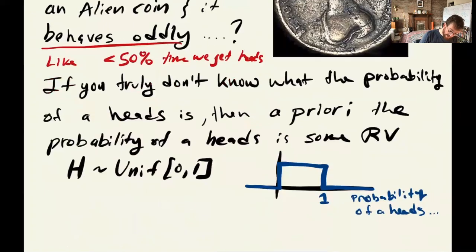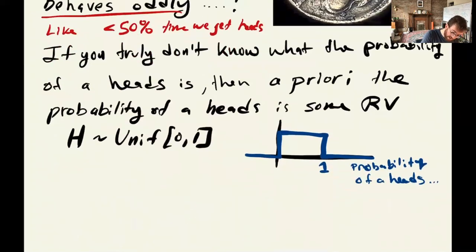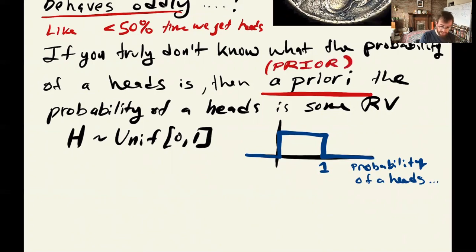So again, the picture is that at this point you need to throw away any of your preconceived notions. And this is what I mean when I say a priori, which is the same thing as saying prior to knowing anything. And so this uniform distribution on the probability of a heads, this right here is our prior.